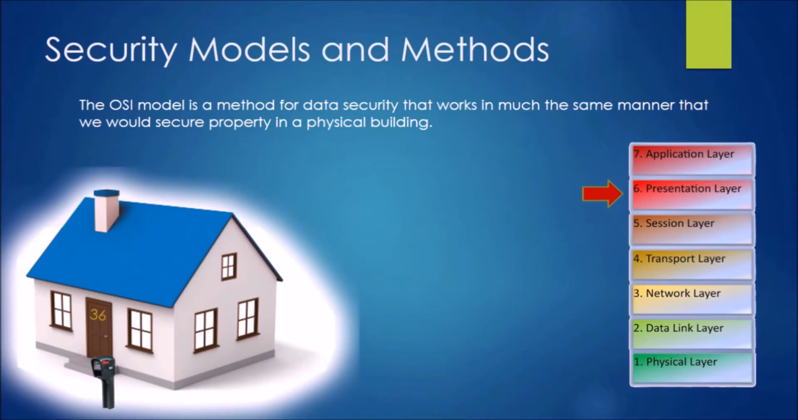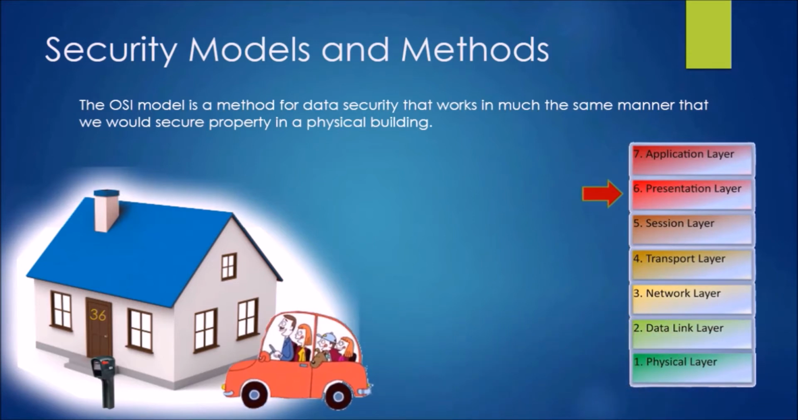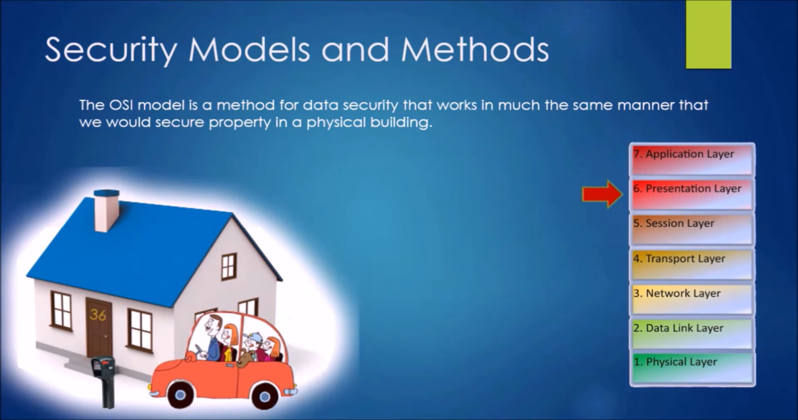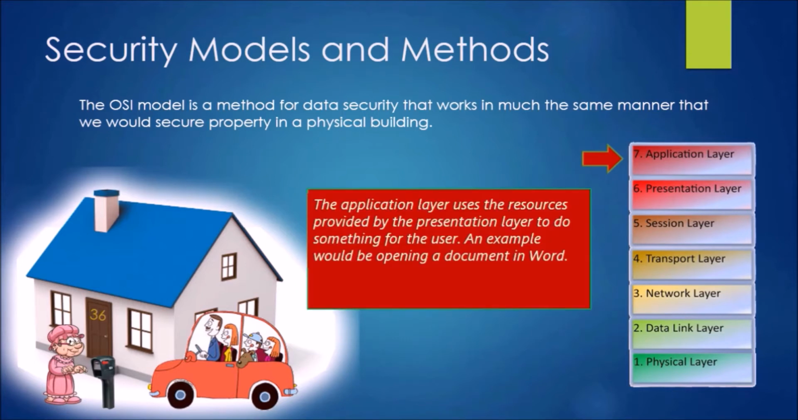Now, people are going to come and visit us at our house. These people represent the data. Maybe they come in a car, maybe they come in a bus, maybe in a minivan. The method by which data is packaged and delivered to us is the presentation layer. Maybe it's a doc file, a text file, or an HTM file. Once this has arrived, we're going to need an application that knows how to interface with that file, like Word or Excel. This is the application layer.